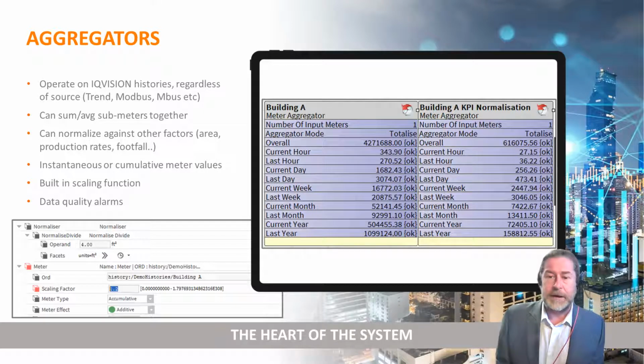So we can normalize against other outside influences, most commonly area, so square footage of a building, so that we can actually work out how much energy is used per square meter, square foot, and so on and so forth. So we can normalize buildings against one another, but also things like footfall, production area, outside air temperature, that sort of thing can all be used as a normalization component.